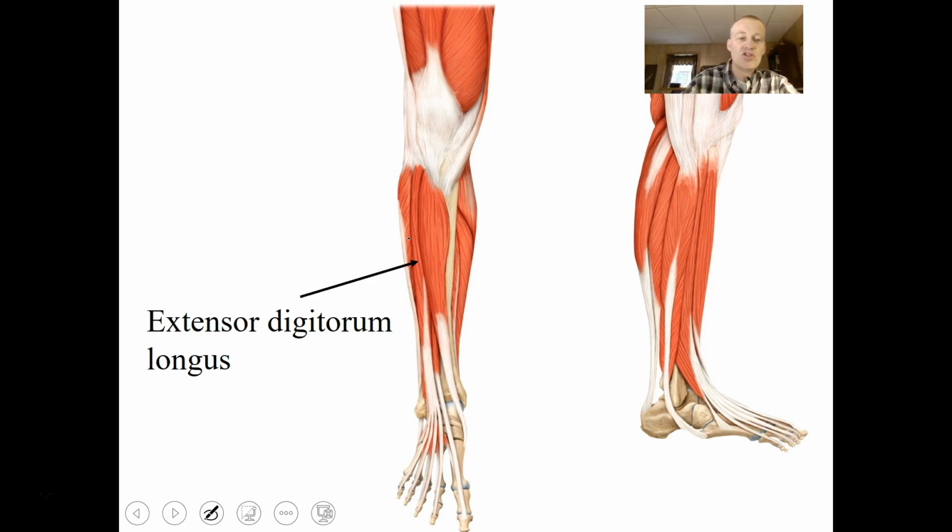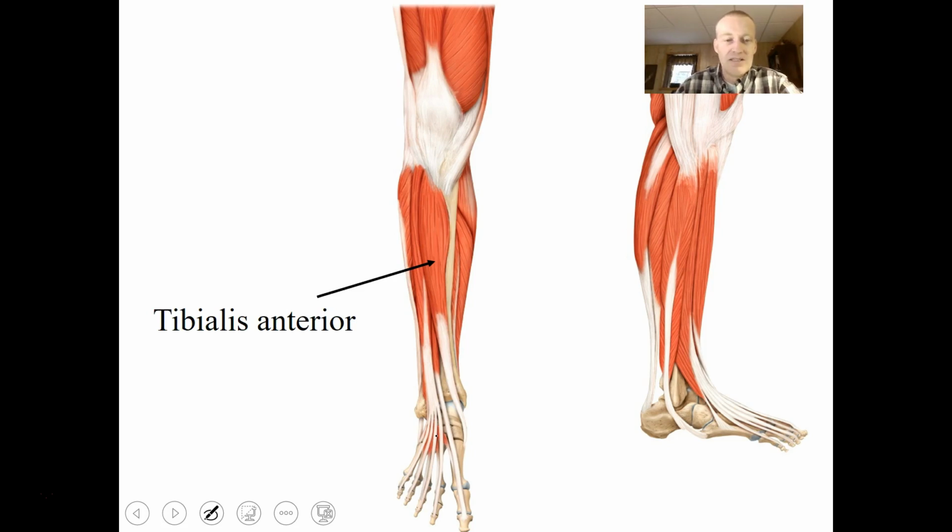Extensor digitorum longus. This extends or pulls the digits backwards, and it's long. So it's going to pull those toes backwards, or pull them up, I guess is a better way of looking at that. Tibialis anterior is attached to the tibia, and it goes right across the top of the tibia in the front. It allows you to pull your toes upwards and your whole foot upwards.